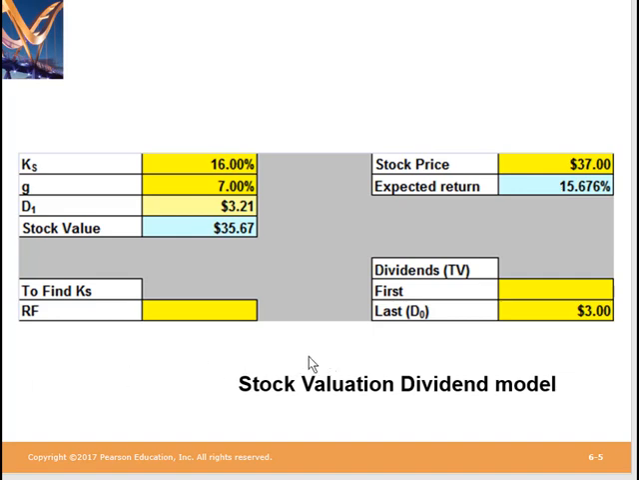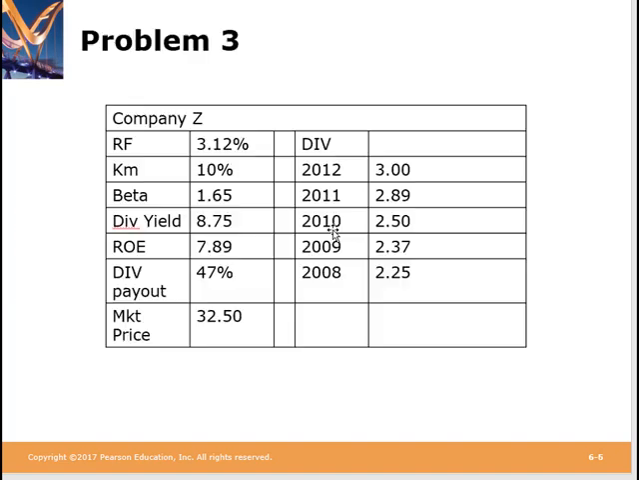And again, this is just a similar question. You plug in the data. The most recent dividend, $3, 7% growth, 16% required return. This stock has a value of $35.67. Would you pay $37 to get $35? And of course you would not. However, if you did buy the stock at $35.67, your expected return would be 15.7%. And of course you wanted 16%. So this is just an example of a stock that you would not want to purchase.